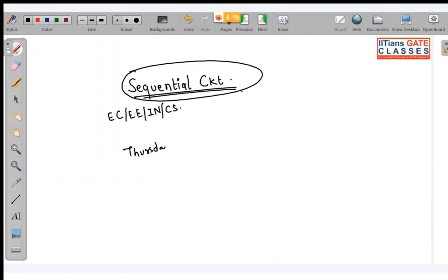I have a doubt: for what purpose is this master-slave flip-flop being used? For a normal flip-flop, we can understand that we can use it for counters and switching purposes. But what is the use of a master-slave flip-flop? Okay, let me ask you one thing.